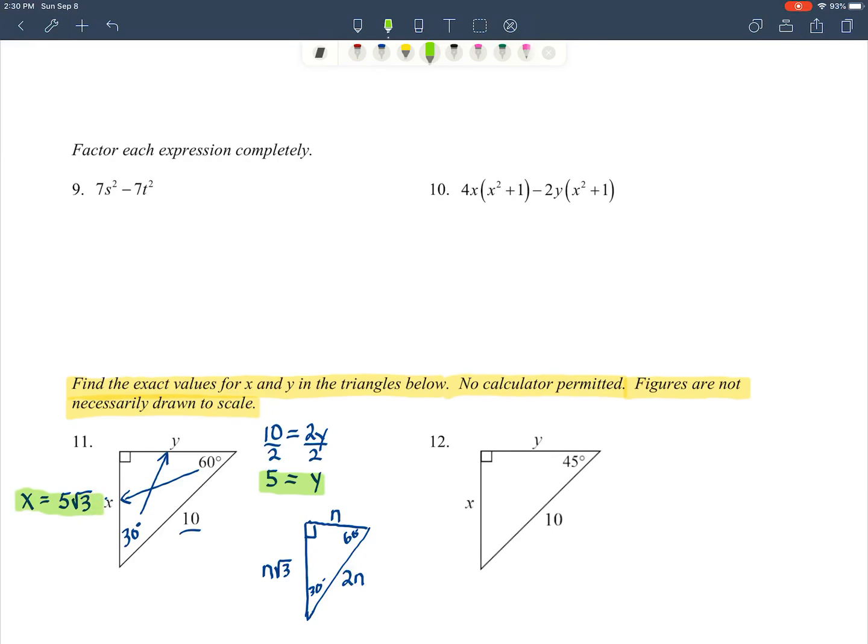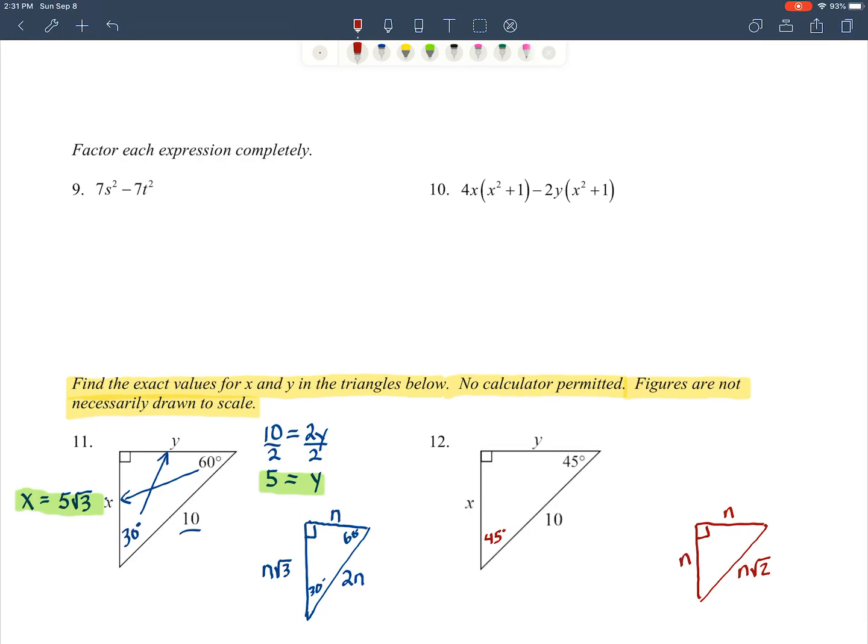Now for problem number 12, we've got a 45, 45, 90 right triangle. We know that already, which means it's isosceles. And with our isosceles right triangle, or our 45, 45, 90 right triangle, we know that both legs are the same length, and then our hypotenuse is usually radical 2 times longer than that. Or in other words, we usually multiply our short leg times radical 2 to get the hypotenuse.